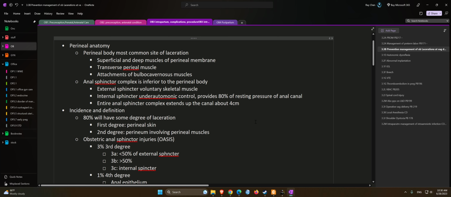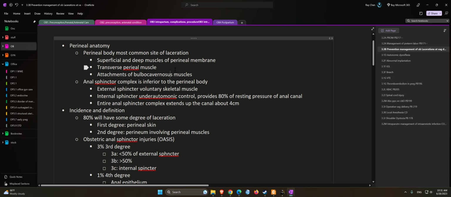The perineal body contains the superficial and deep muscles of the perineal membrane, the transverse perineal muscle, and the attachment of the bulbocavernosus muscles. The anal sphincter complex is inferior to the perineal body.